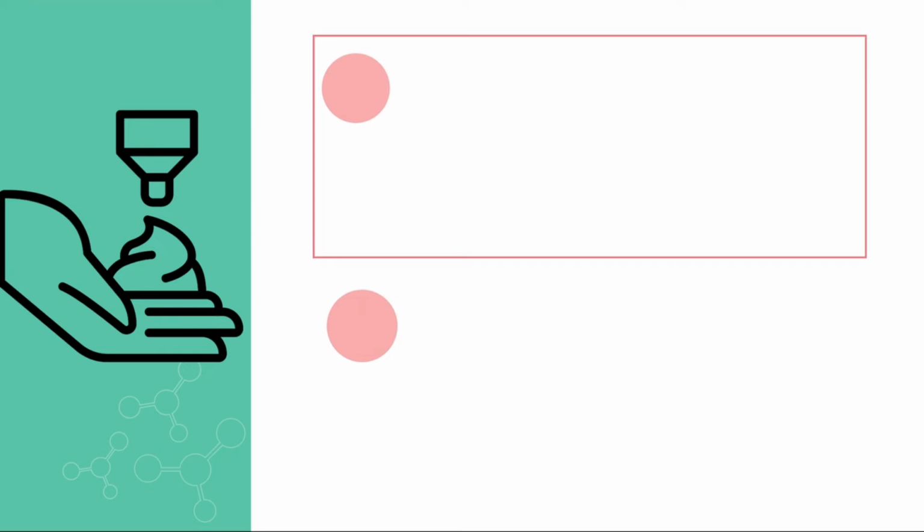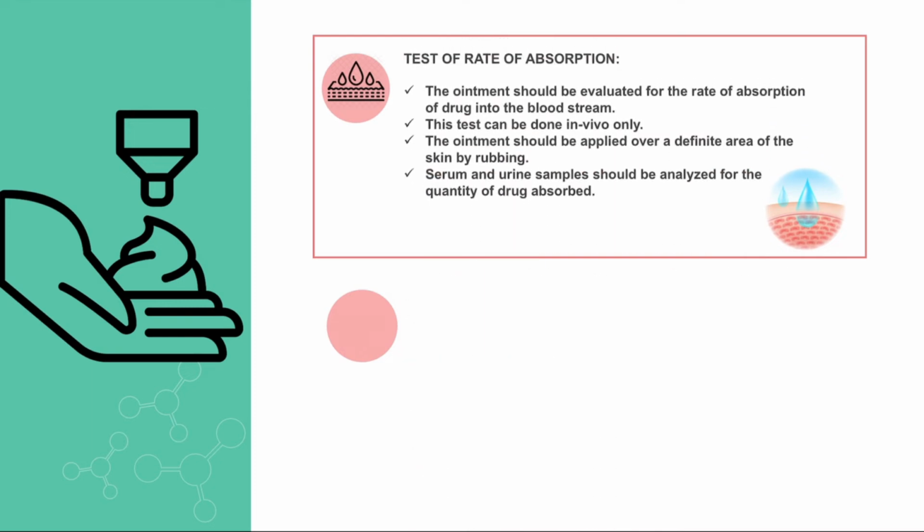Now I will talk about each test. First of all, the test of rate of absorption. This test measures the rate of drug in the blood stream. It can be done in vivo only. The absorption test is done by rubbing the ointment over a specific area of the skin. Then we analyze serum and urine samples to measure the quantity of drug absorbed.